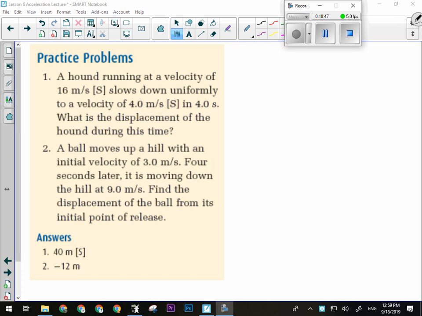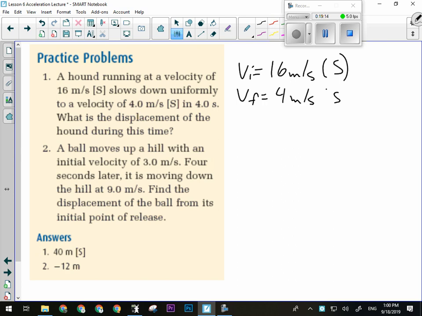So for number 1, we have a hound, like one of those racing hounds, running at a velocity of 16 meters per second south. So there's our VI, 16 meters per second south. It slows down uniformly. Again, the formula that we're using only works for uniform motion. It slows to a velocity of 4 meters per second south, and it does that in 4 seconds. Find the displacement of the hound during that time.